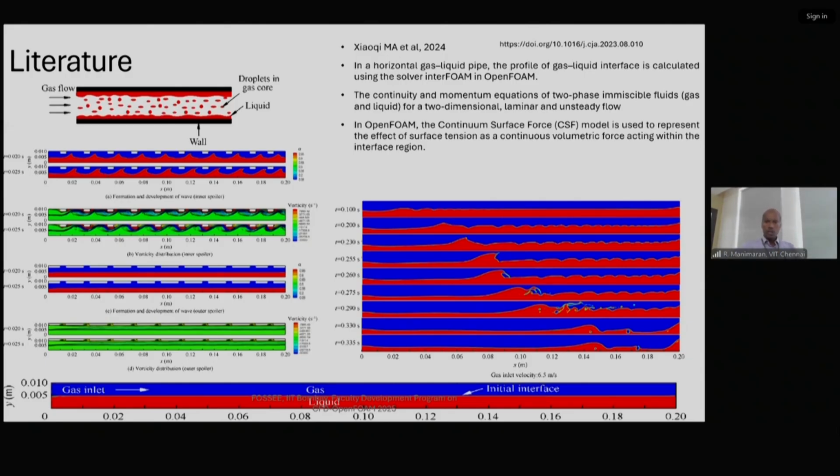This is being solved with interFoam with continuity and momentum equations of two-phase immiscible fluids. Then the continuum surface force model is used to represent the effect of surface tension as a continuous volumetric force acting within the interface region. So they could find out how the waves are being formed at the interface. So the continuum surface force is very important to be identified. They can identify it from the simulations.